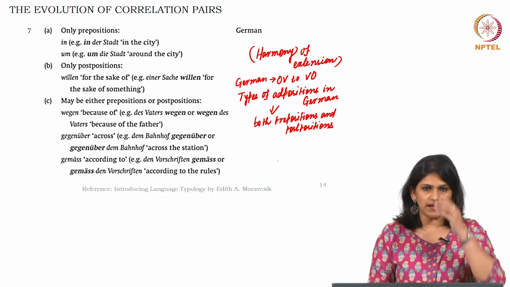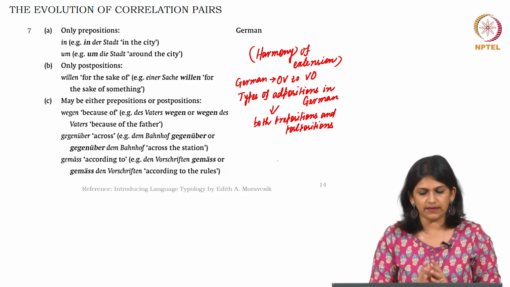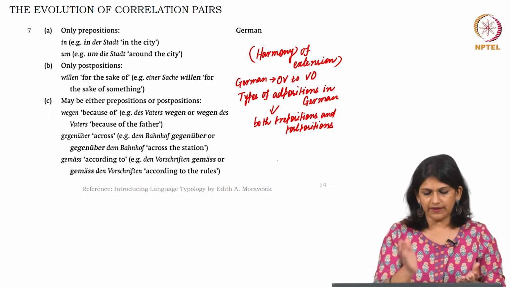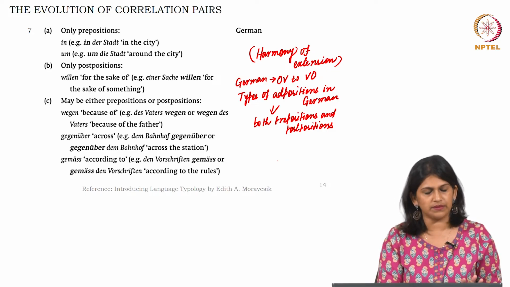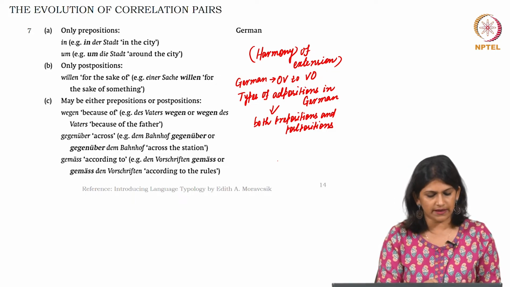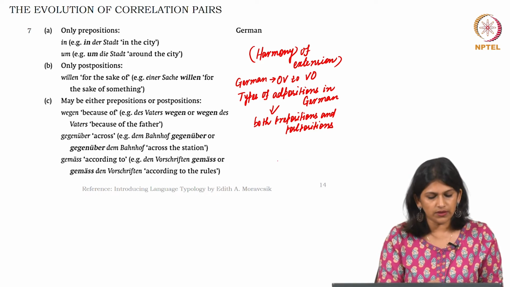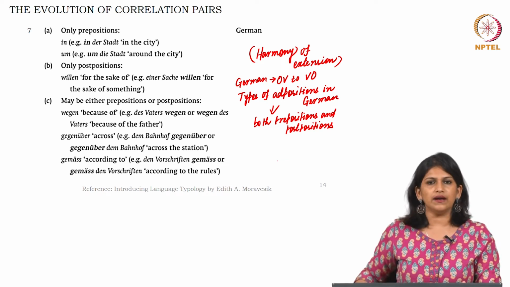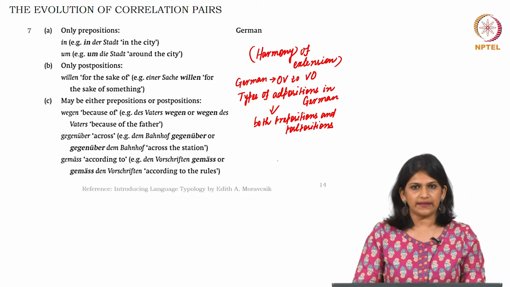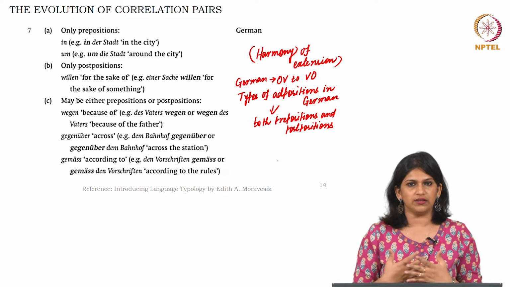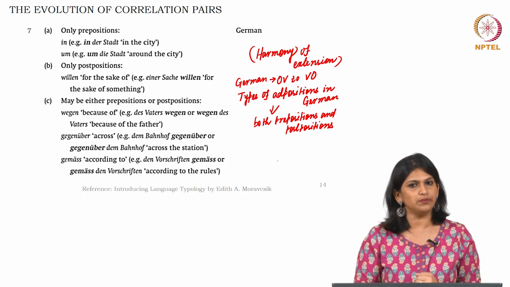If it is after the noun phrase, the father, then it is going to be the postposition. If it is before, then it is going to be the preposition. Similar is the case with adpositions like across or according to. So, these are the three adpositions in German which can be either a preposition or a postposition.